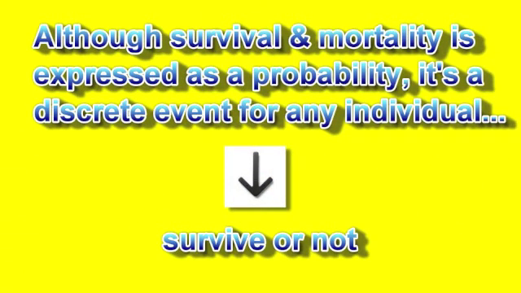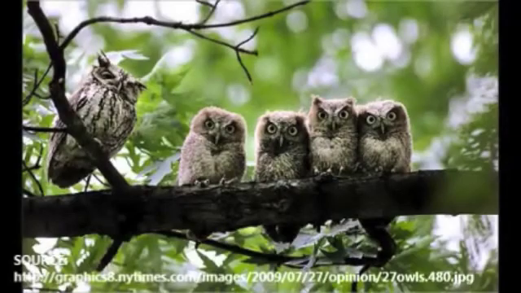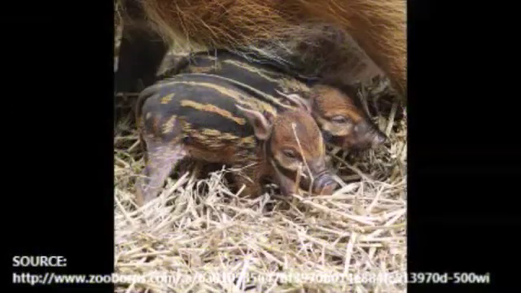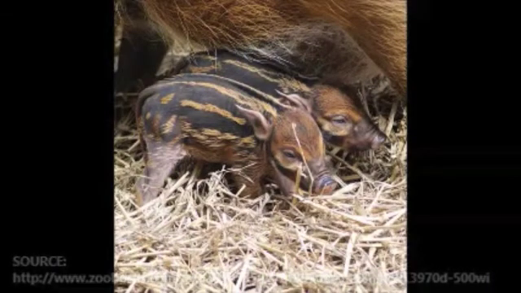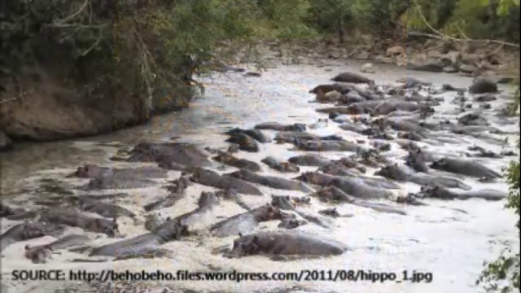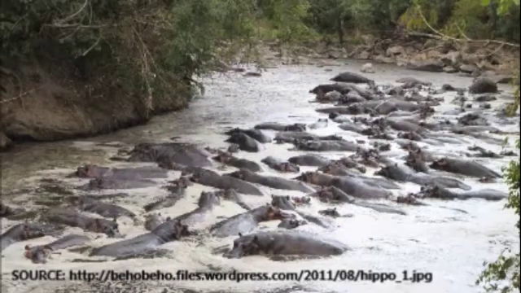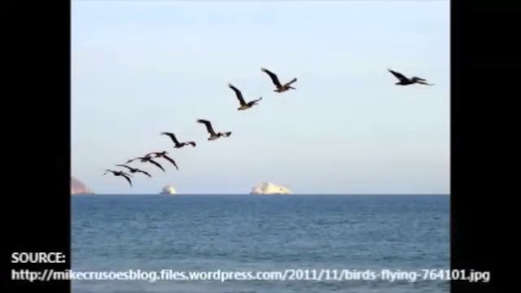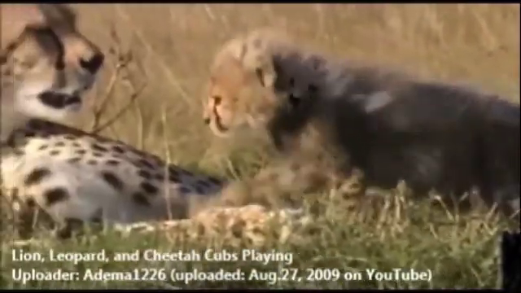Although survival and mortality is expressed as a probability, it is a discrete event for any individual, for they will either survive or not. Small populations can be susceptible to a variety of factors that directly influence the rates of survival and birth. Small populations are more susceptible to both demographic and environmental stochasticity. If only a few individuals make up a population, the fate of the individual can be crucial to the survival of the population.